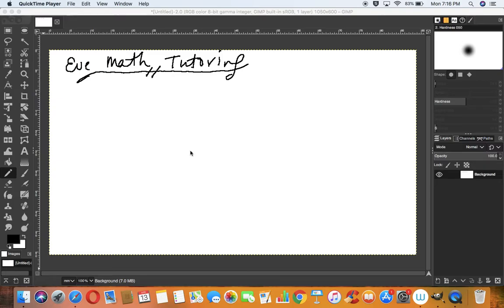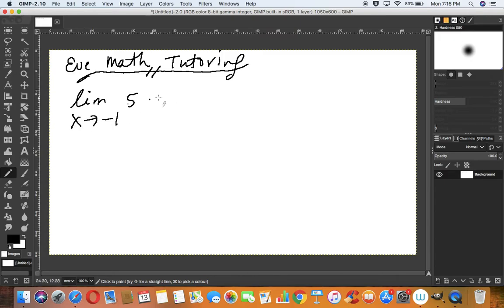Today we're going to be working on calculus and evaluating limits. So say you're asked to evaluate the following limit. The limit as x approaches -1 of 5. I can't actually plug -1 into this constant, so the answer would just be the constant, which is 5.